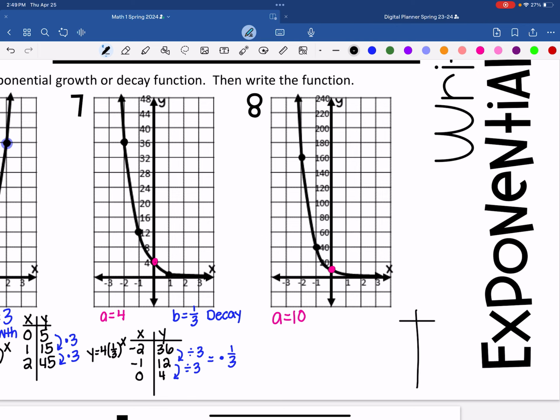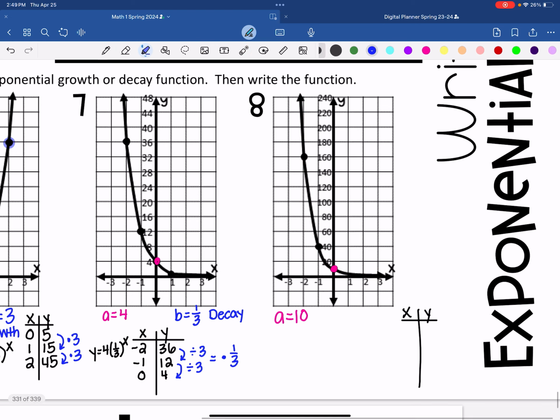and in my table I can see that I have from left to right. So remember, we always go from left to right or you're going to get it wrong. It's going to go in the opposite direction, and we don't want that. So from left to right, we have -2 and 160, -1 and 40, and 0 and 10.